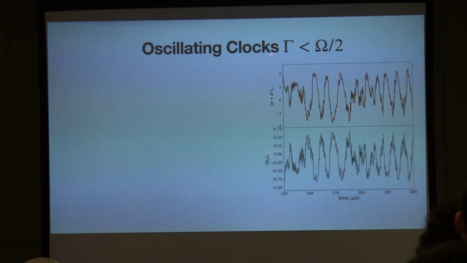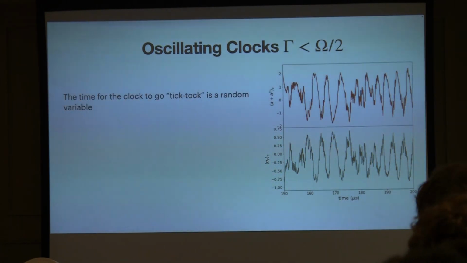So the oscillating regime, I'm going to call it the oscillating clock, is when the measurement strength is less than half the Rabi frequency. If you do a stochastic simulation using the unraveling of the master equation, you can see that the phase of the cavity is anti-correlated with the polarization of the qubit. So you can see these two are oscillating in phase with one another. And you can see quite clearly now that as this oscillates, the ticks and the tocks are becoming a random variable.